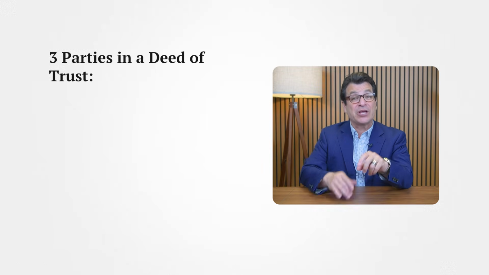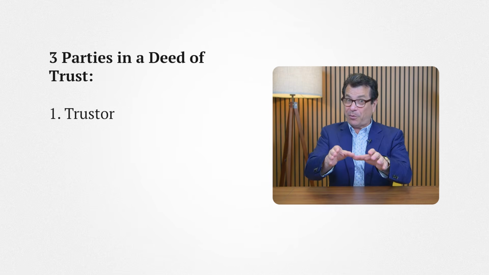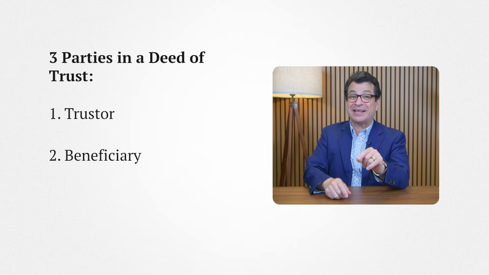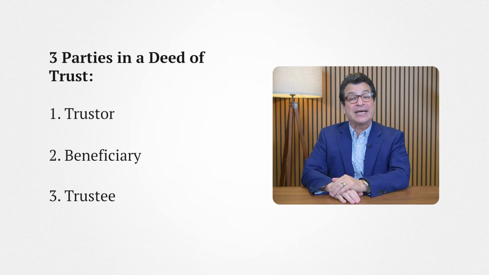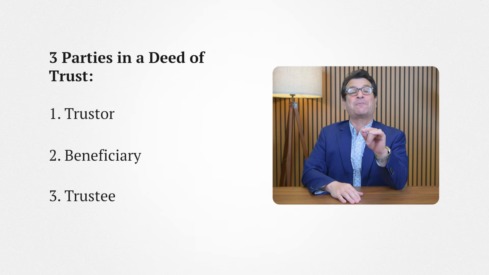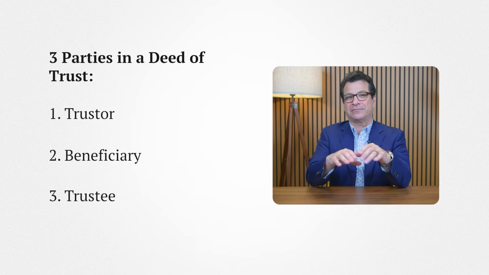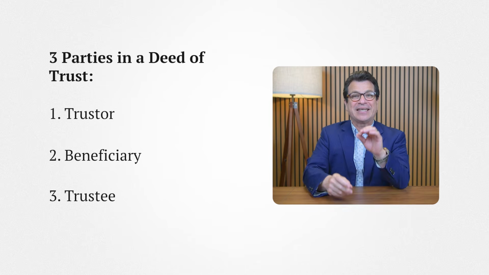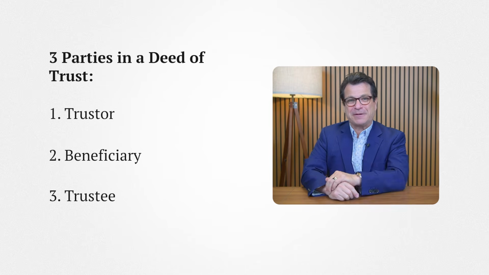Deed of trust. A deed of trust does the same job, but has three parties, not two. You've got the trustor, that's the borrower, the beneficiary, that's the lender, and the trustee, a neutral third person who holds the title until the loan is paid off. So, mortgage, two parties. Deed of trust, three.